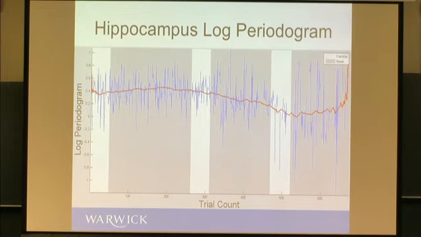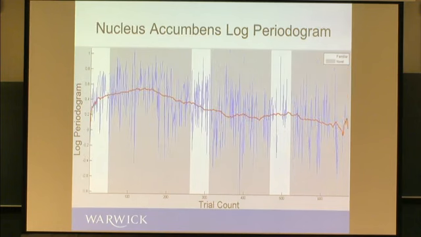So this is for the hippocampus; for the nucleus accumbens we see a very similar picture. Again, if we just look at the trend in the red line, we're seeing a decrease in the power in the low frequencies. And so, how can we relax the assumption of smoothness over frequency and over replicate time?